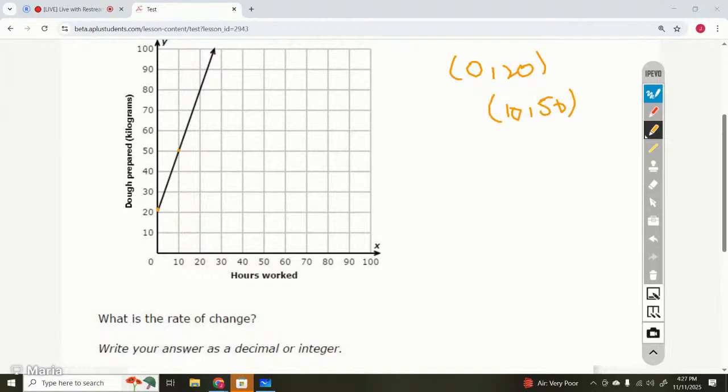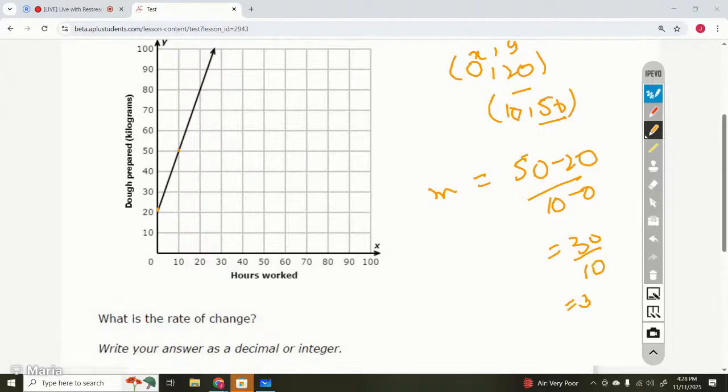So the rate of change means change in Y divided by change in X. Like that we need to calculate the slope. Got it? The first one is the X coordinate and the second one is the Y coordinate, right? So the change in Y would be 50 minus 20, and 10 minus 0. 50 minus 20 is 30. 30 divided by 10 is 3. So the slope is 3.